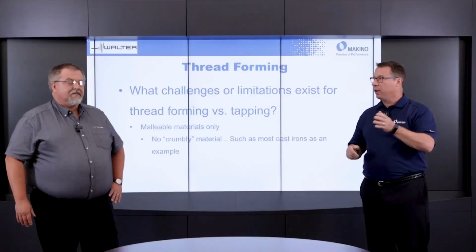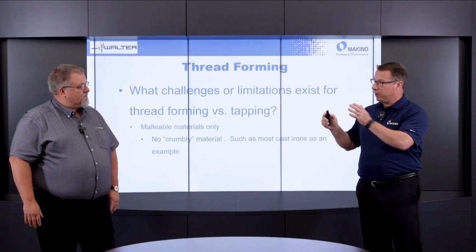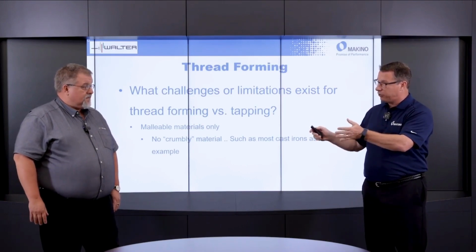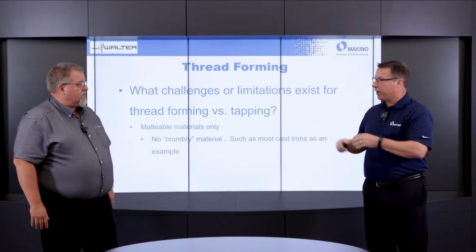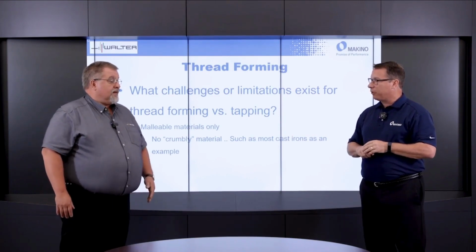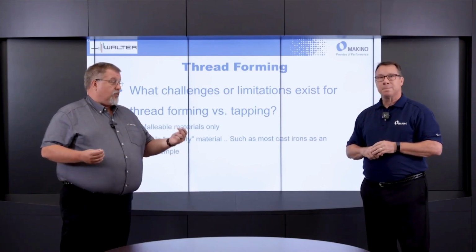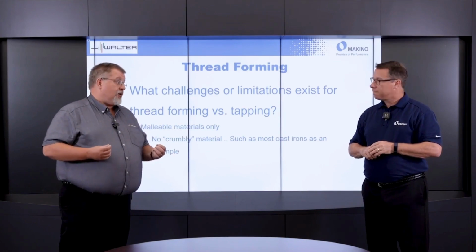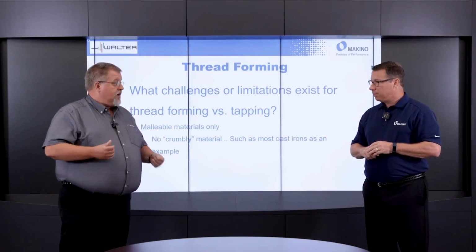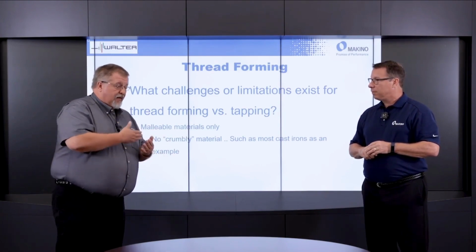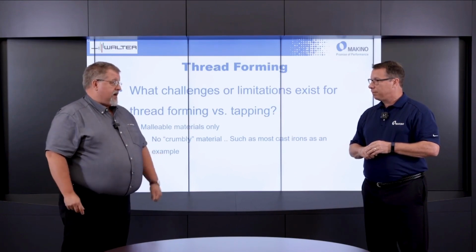All right, moving forward, Brian, you'd already talked about the material requirement. It needs to be malleable. Any other commentary with respect to that material requirement? Yeah, if you have a crumbly cast iron or very high silicon aluminum that will actually crumble apart, a very short chipping material, there's a very good chance that it might not be a good candidate for thread forming.